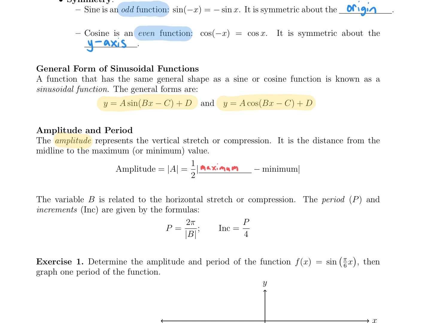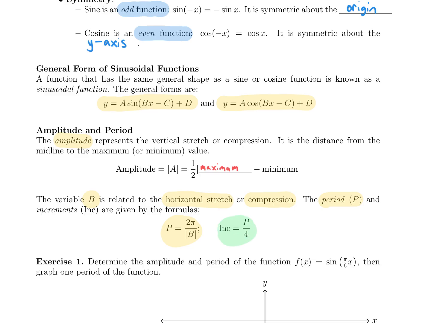The next variable would be b, and what the b is going to tell us is whether the graph stretches horizontally or compresses horizontally. It's going to affect the period of the graph. So the period will be affected by the letter b. And there is a formula for the period, which is really nice. The formula is 2 pi divided by the absolute value of b. And then after you get the period, you'll be able to figure out what the increments are.